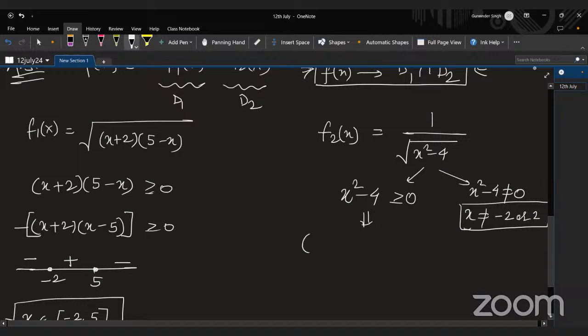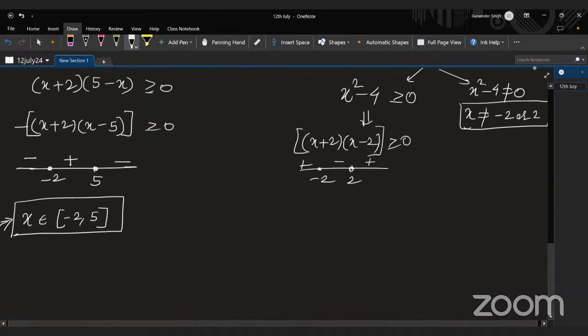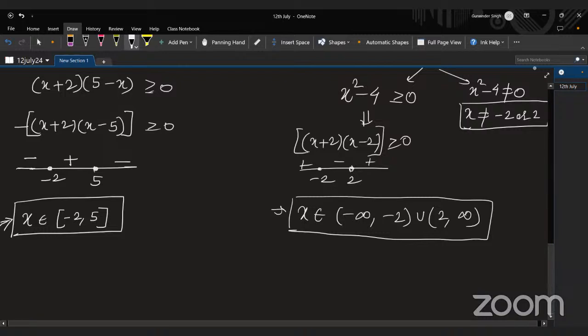Similarly, I write it as x plus 2 into x minus 2. So this is minus 2, this is 2. I start from the rightmost side with plus, minus, plus. So that means this is giving me the value minus infinity to minus 2 union 2 to infinity. So this is my domain. This is my D2. This is my D1. So tell me, what will be D1 intersection D2?